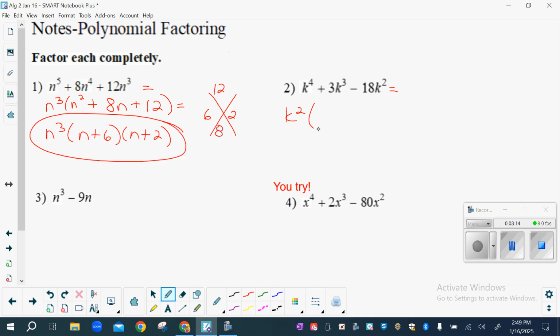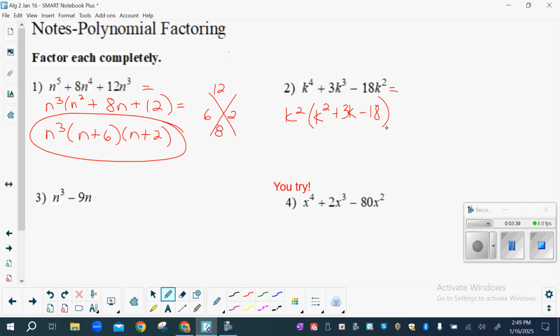That's valid. K squared times what is k to the fourth? K squared. Keep going. Plus 3k minus 18. Minus 18. Okay, questions on that?